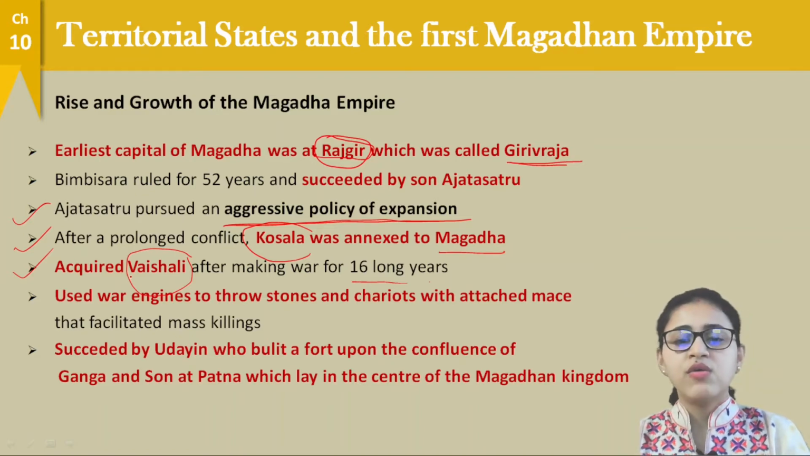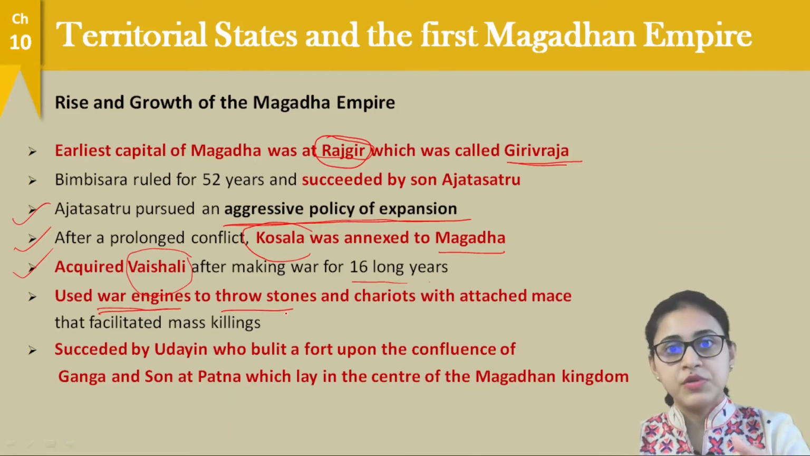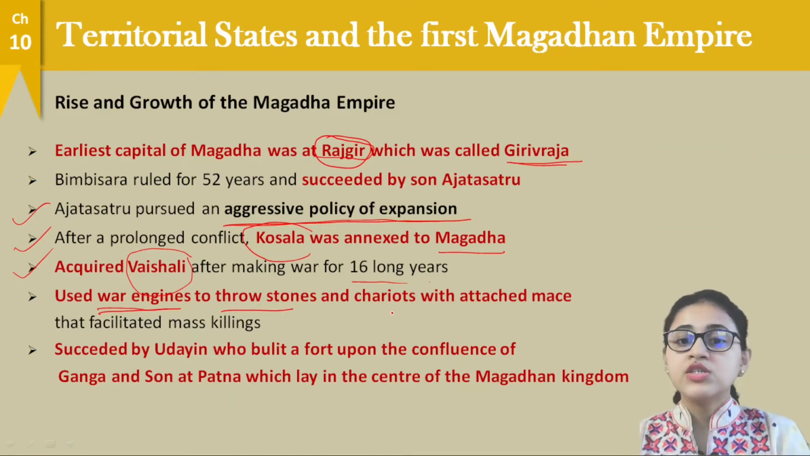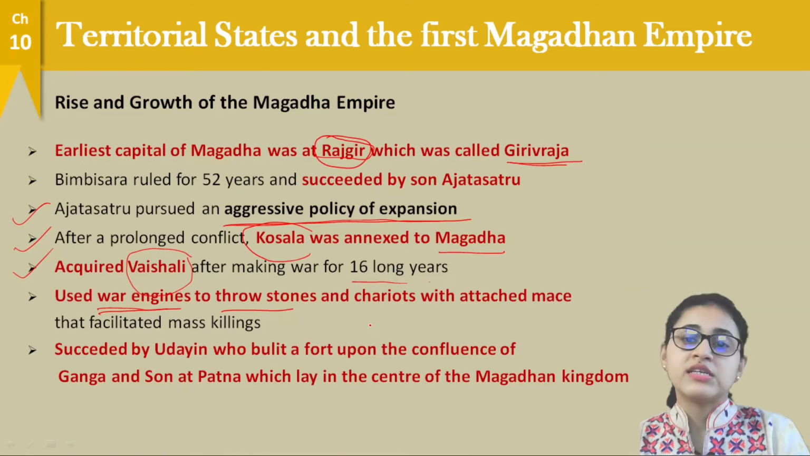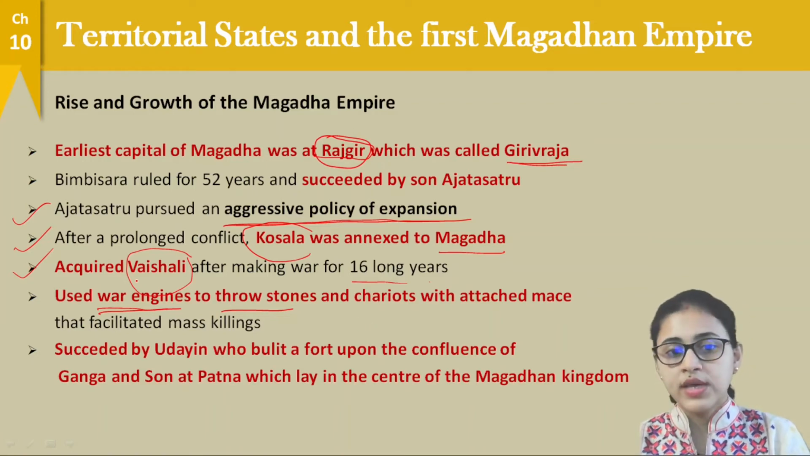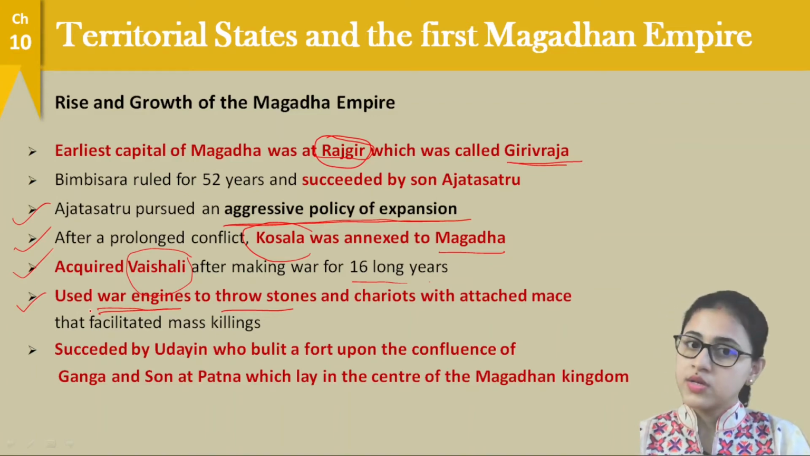Now, the success of Ajatasattu in these wars is attributed to his use of war engines, which were able to throw stones like catapults. And he also used chariots which had an attached mace, and this facilitated large scale mass killings. So these were the points which are attributed to his success in these long wars with Kosala and Vaishali, right?